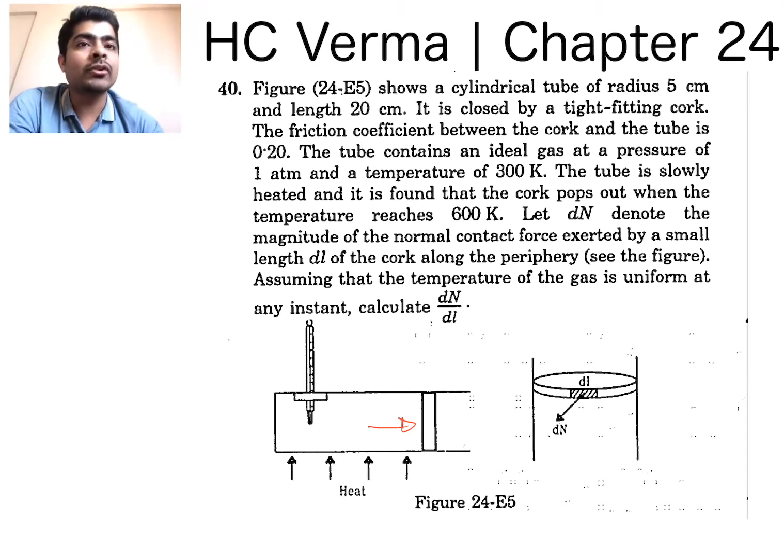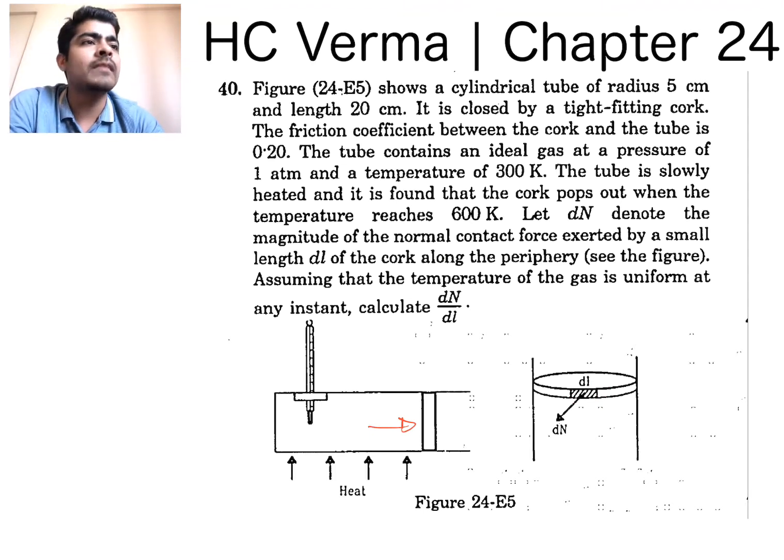Okay. So what they're asking is, let dN denote the magnitude of the normal contact force exerted by a small length dl of the cork along the periphery, assuming that the temperature of the gas is uniform at any instant. Calculate dN by dl. Okay. So dl is a small length along the periphery.